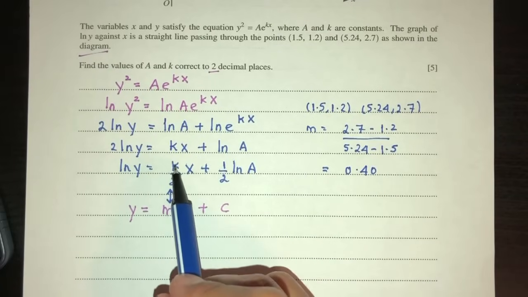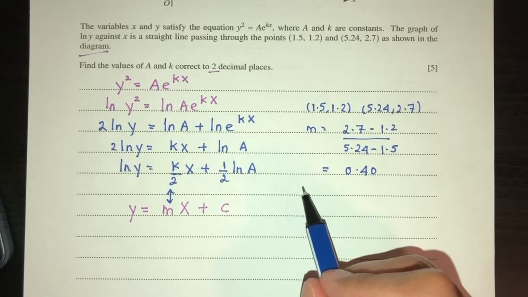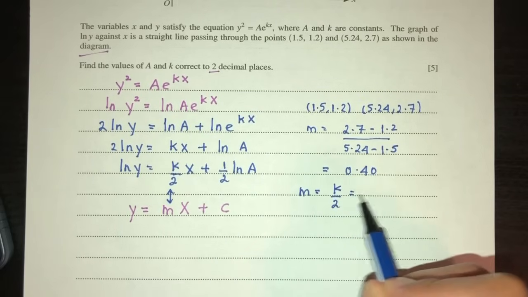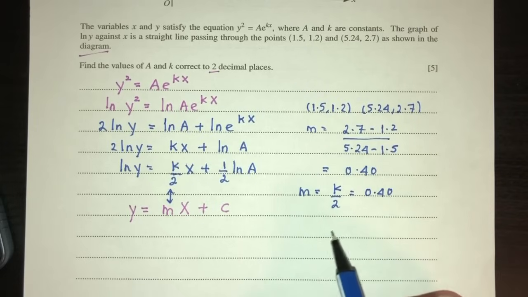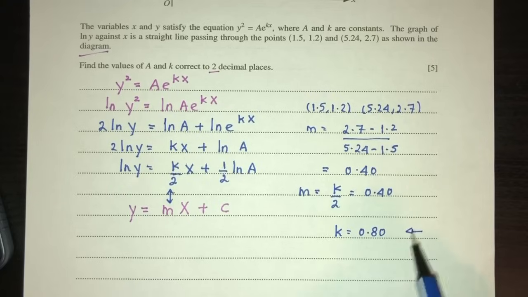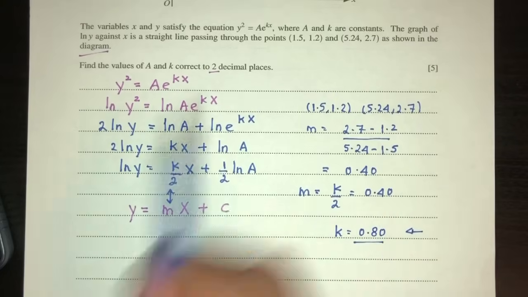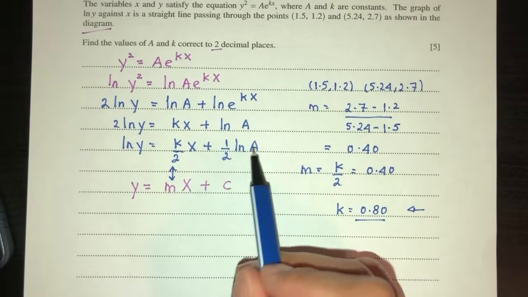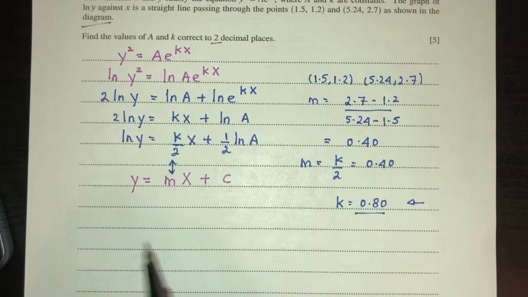m is the same as the value of k over 2. So m is equal to k over 2 is equal to 0.40. So value of k will be 0.80. That is your value of k, correct to 2 decimal places. So now we have to find the value of a. So we have to use a point.